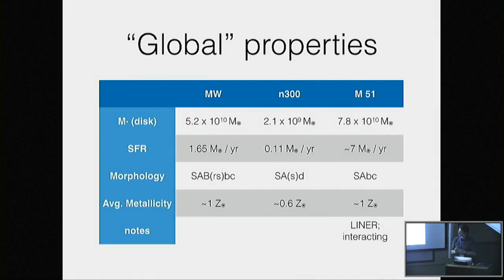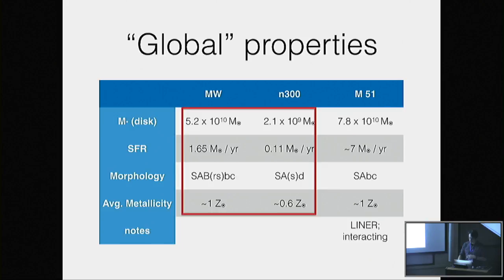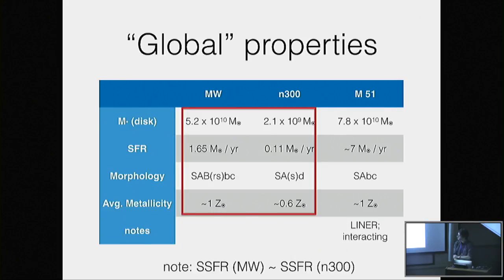I want to finish the talk by talking about what might be controlling properties of GMCs. You can see the Milky Way and NGC 300 have very different stellar masses and star formation rates, morphologies, and metallicities, and yet it seems like the GMC properties are pretty much the same. So what could be controlling this? To test this, we compared with the galaxy M51, which is not too far from the Milky Way in the galaxy main sequence, but is a LINER and interacting galaxy.